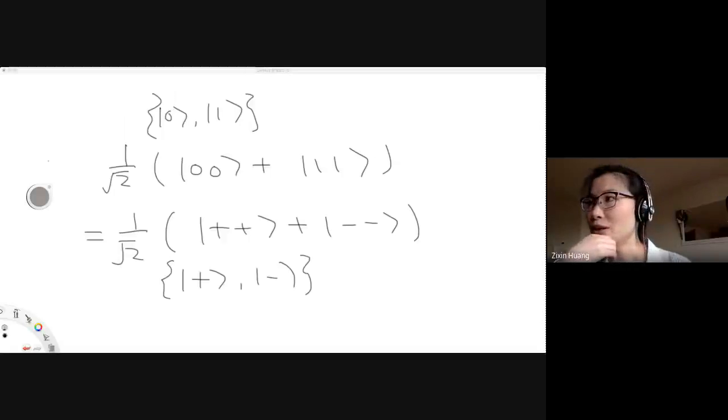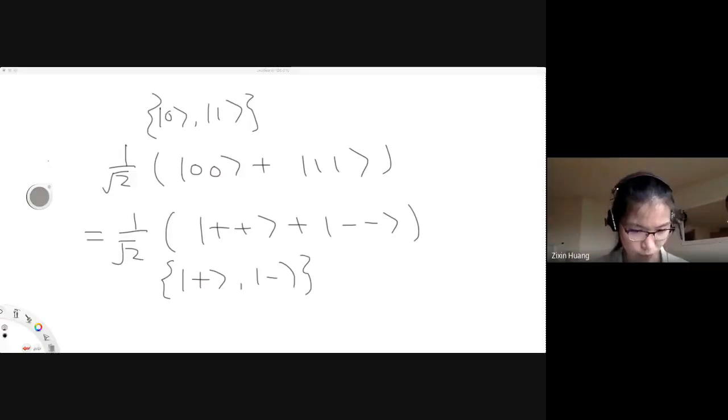Next week we are going to talk about the superdense coding protocol as well, and maybe teleportation if I get to it. But most likely I think we will. Yeah, okay, cool.